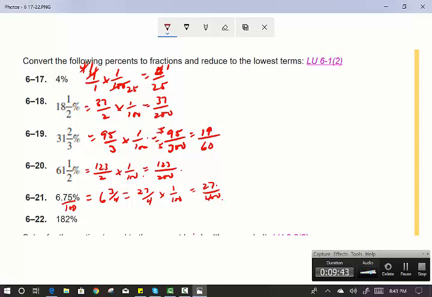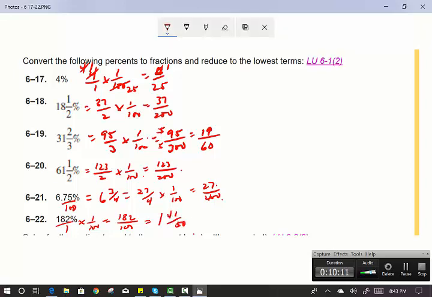Okay, and then number 22, 182% over 1 times 1/100th equals 182 over 100. We have an improper fraction, convert that to a mixed number, and that equals 1 and 41/50.